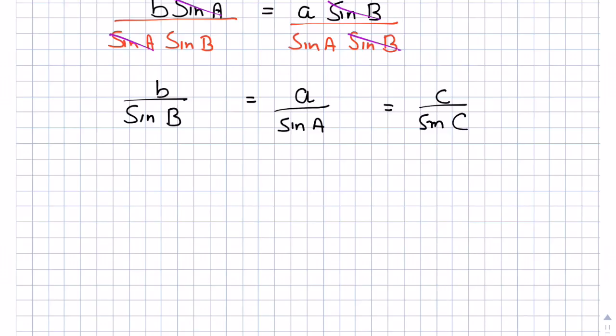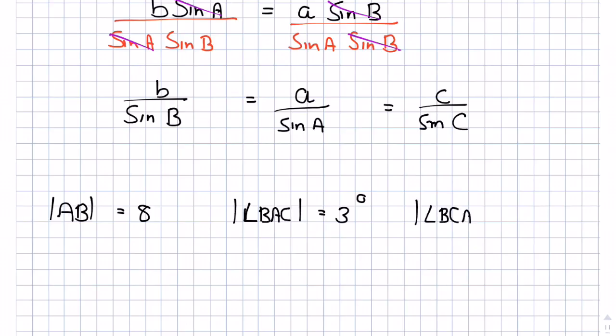We have a triangle ABC where AB is 8. The angle BAC is 30 degrees, and the angle BCA is 40 degrees.